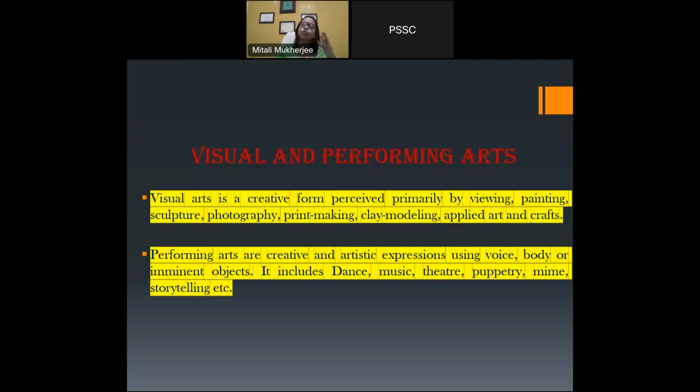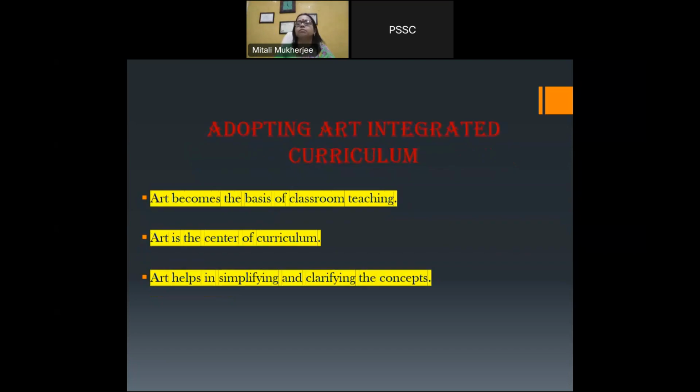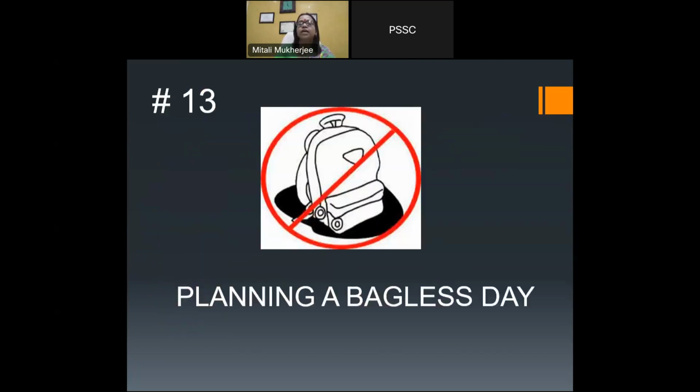So this way, if you teach, the child will never forget. So please incorporate visual art and performing art into your classrooms. And last is plan bagless days.